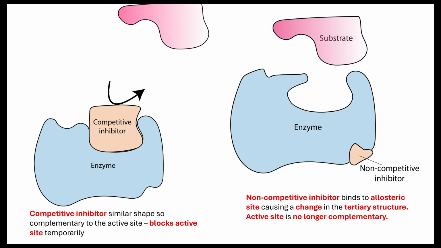A non-competitive inhibitor is one which is going to bind to an allosteric site, and because it's binding to an allosteric site, it's going to change the shape of the tertiary structure. That therefore is going to result in the active site no longer being complementary.